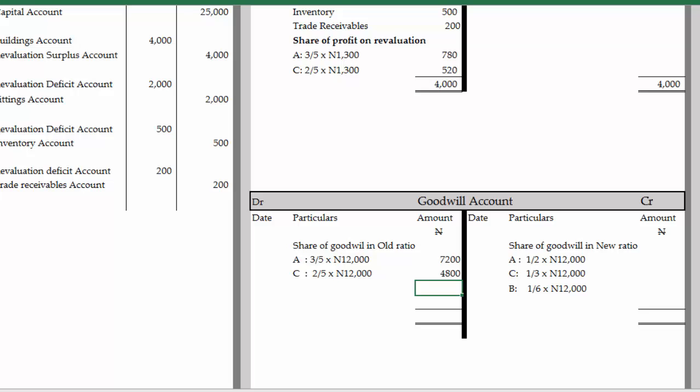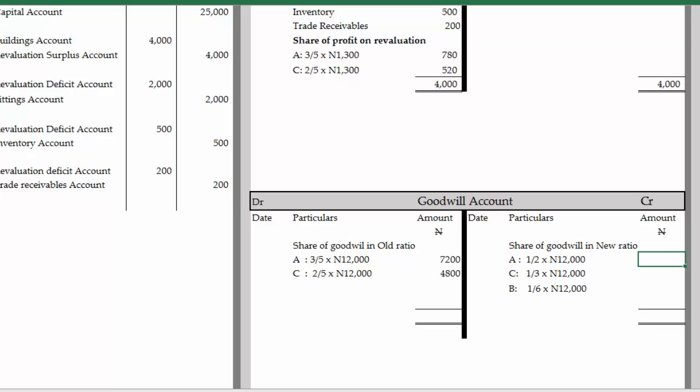Now, this same goodwill of 12,000 will be shared in the new profit sharing ratio, now that we have a new partner, which is B. To do that, we will credit the goodwill account and we will debit the partners' capital accounts with the new share of goodwill. By crediting the goodwill account, it serves two purposes. One, it will close the goodwill account completely. Two, we will determine how much B is paying for his own share of goodwill.